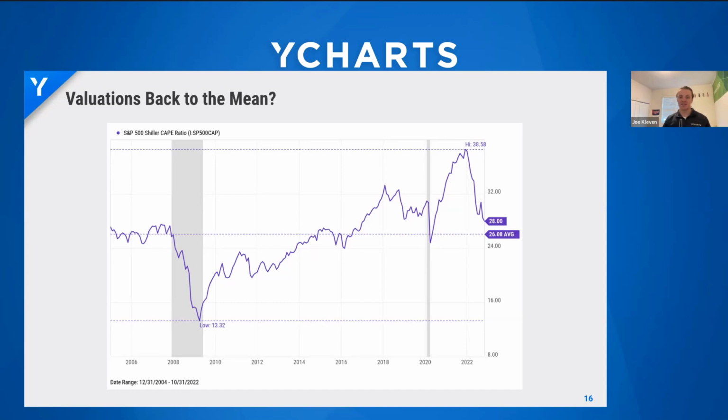So we see here that the S&P 500 CAPE ratio, which stands for the cyclically adjusted PE ratio, hit a 20-year high towards the end of 2021, topping out at 38.58. But since then, a sharp decline has seen it regress towards its average over that time period. Now, this is in large part due to the market declines having taken place in 2022.